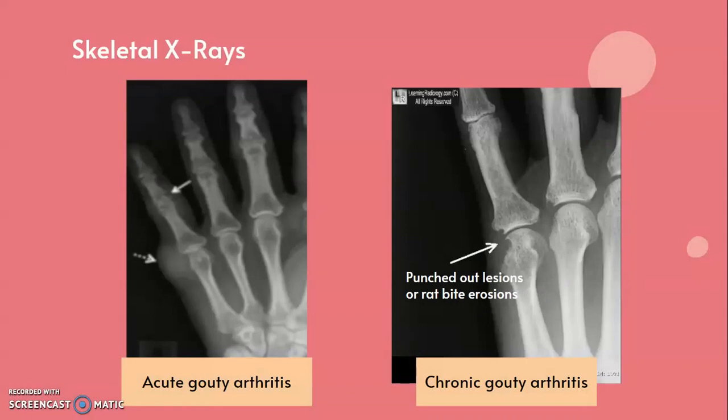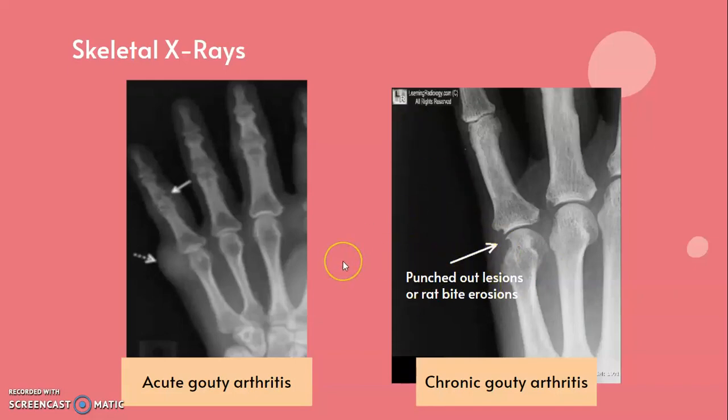for acute gouty arthritis, usually the skeletal x-ray is normal, although there may be reversible soft tissue swelling around the joint involved. On the other hand, for chronic tophaceous gout, x-ray findings consist of tophi and erosive bone lesions characterized by punched out lesions. This arrow on the right here shows the punched out lesion or rat bite erosions. They are also called rat bite erosions because, as you can see, it looks as though it is a rat bite.